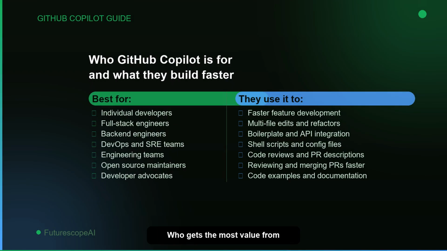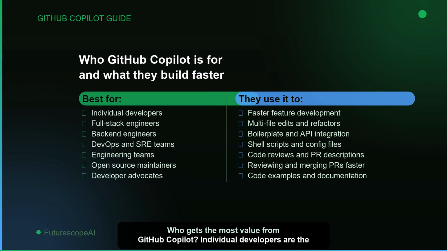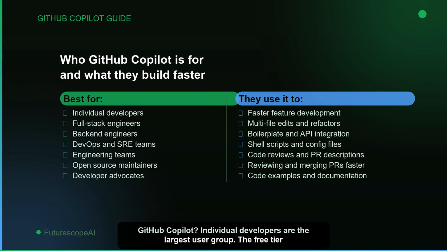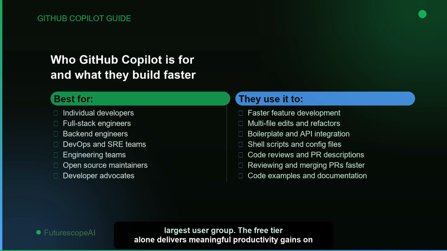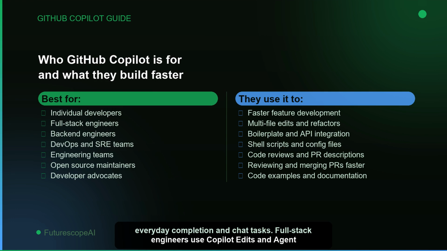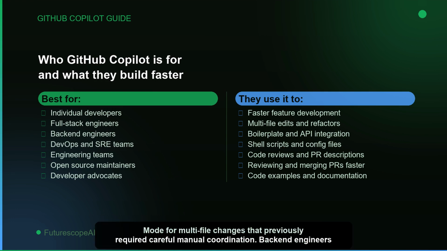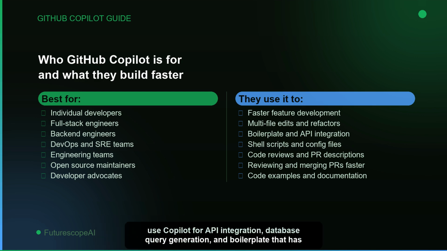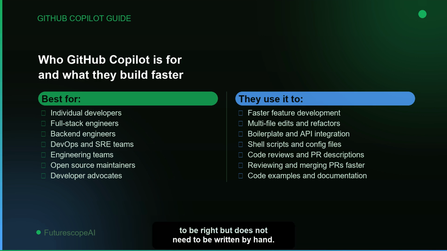Who gets the most value from GitHub Copilot? Individual developers are the largest user group. The free tier alone delivers meaningful productivity gains on everyday completion and chat tasks. Full-stack engineers use Copilot edits and agent mode for multi-file changes that previously required careful manual coordination. Back-end engineers use Copilot for API integration, database query generation, and boilerplate that has to be right but does not need to be written by hand.